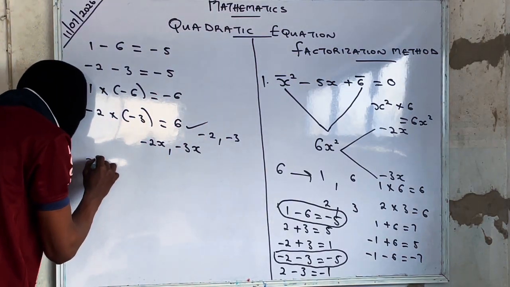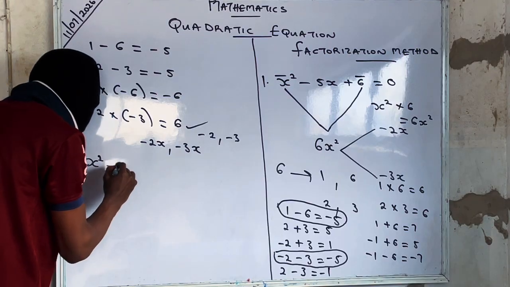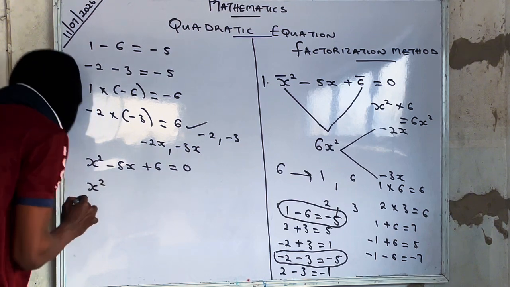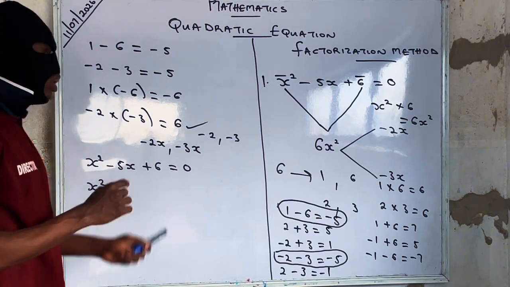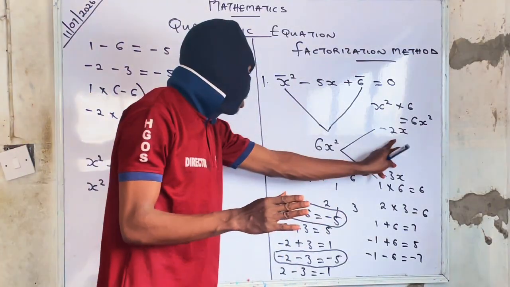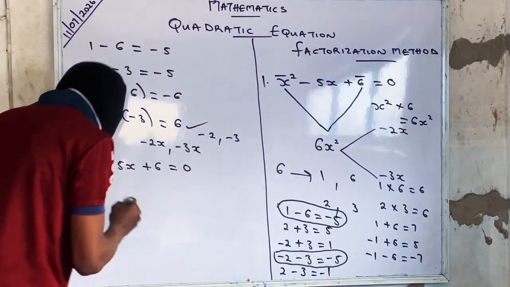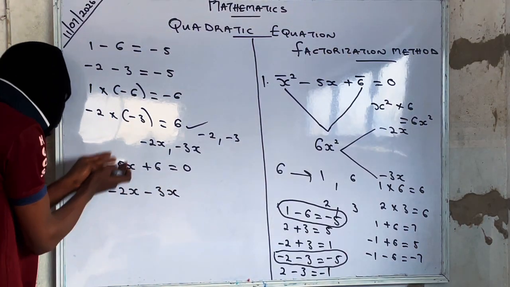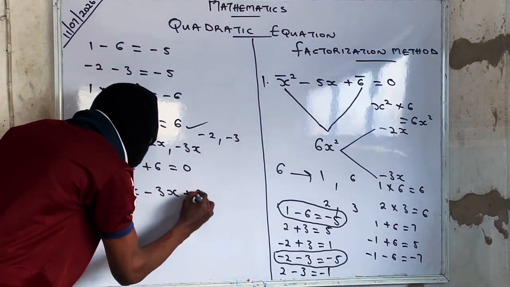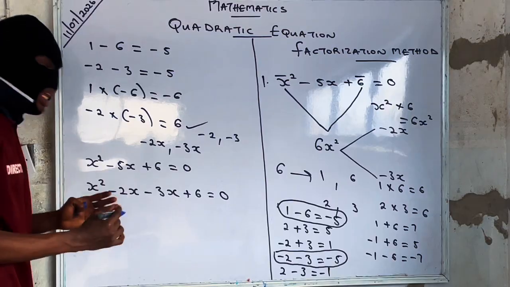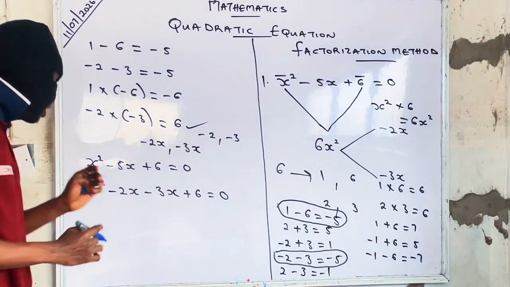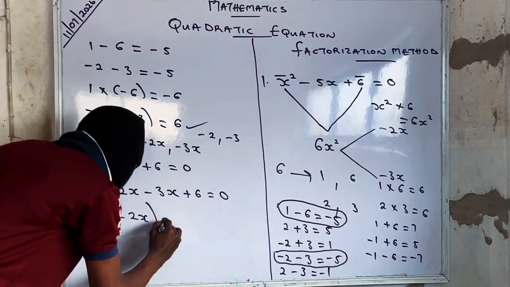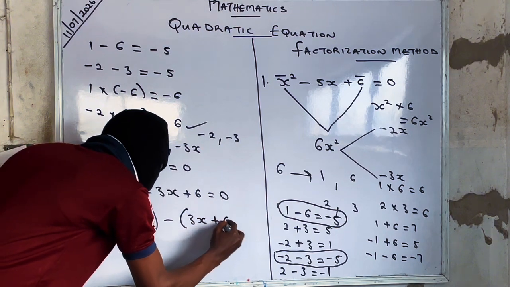So you write x squared minus 5x plus 6 equals 0. Then continue by saying x squared. Now, instead of writing minus 5x again, you are inputting your 2 factors. So it's minus 2x minus 3x, because minus 2x minus 3x will give you minus 5x. Then you have your plus 6 equals 0. Then the next thing is you are going to put them into brackets. You have your open bracket, x squared minus 2x, then minus 3x plus 6 equals 0.